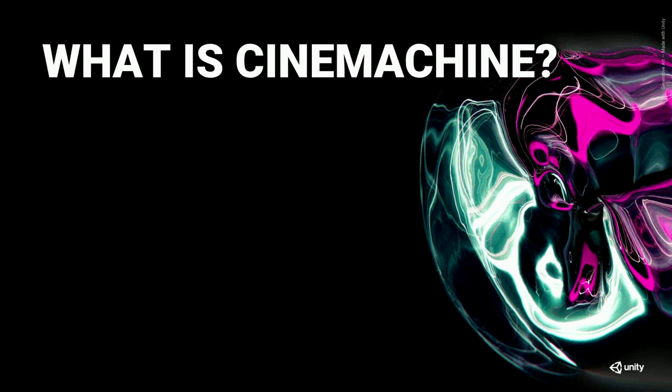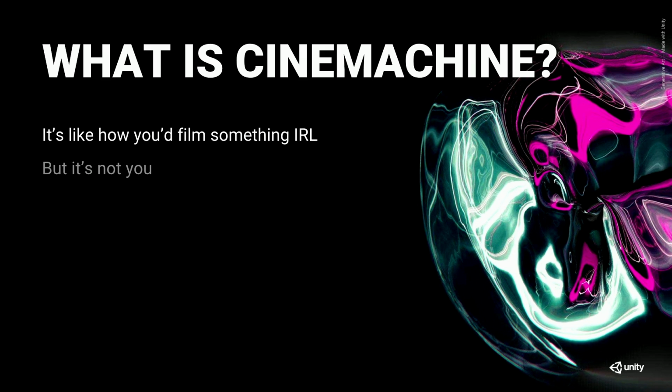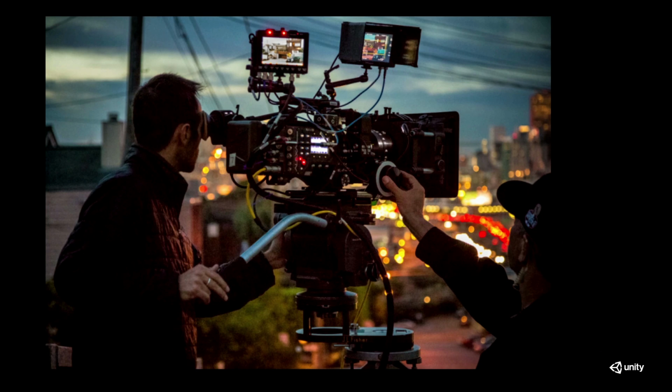So what is Cinemachine? I get this question asked quite a bit because it's a bit of a weird idea. It's like you'd film something in real life, but it's not you. It's your army of camera operators. In the real world, cameras have a relationship with the subject. You look through the lens, you see the thing move, you move the camera. That's a sophisticated setup. There's a guy with his hand on the focus, looking through the lens and making judgment calls on what's happening.